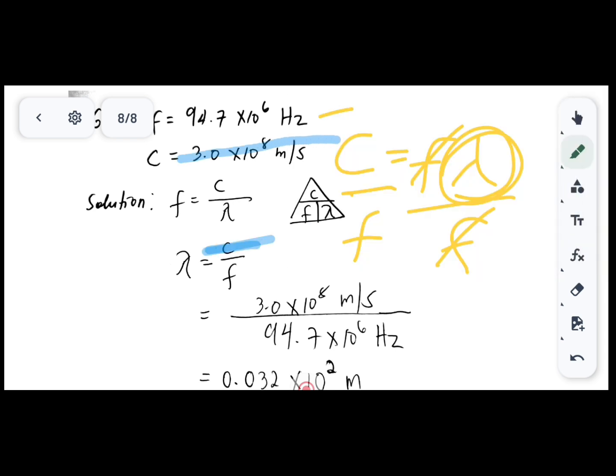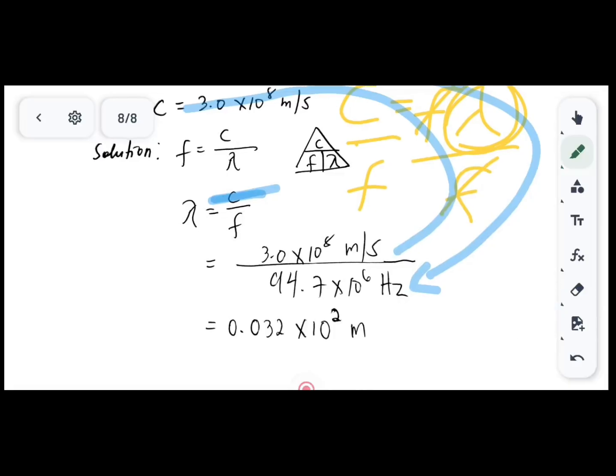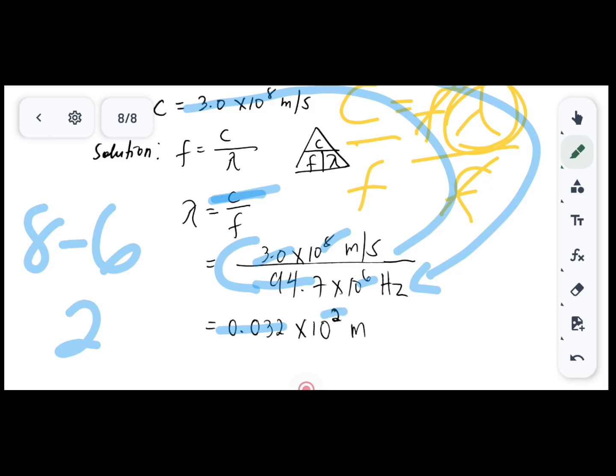For the value of the C, you have 3 times 10 raised to 8, or 3.0 times 10 raised to 8 meters per second. And then the value of frequency is 94.7 times 10 raised to 6 hertz. Now, the next thing you need to do is divide the coefficient. You have to divide 3.0 divided by 94.7. You have 0.032. And then the next thing that you need to do is, since this is a division operation, a fraction, you have to subtract the exponent. 8, the exponent, minus 6. And that is positive 2. So that is why you have 0.032 times 10 raised to 2.